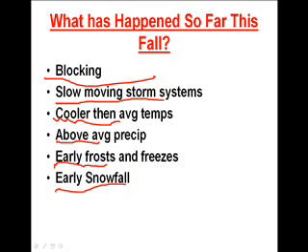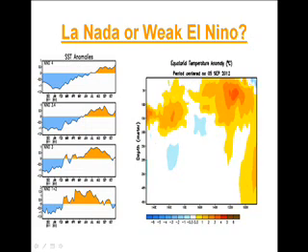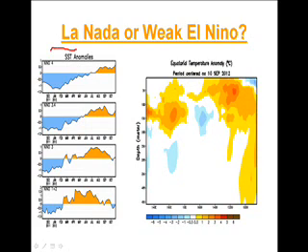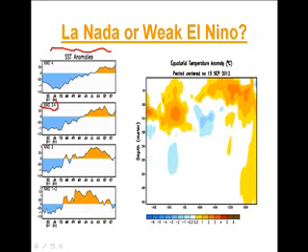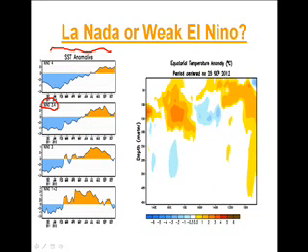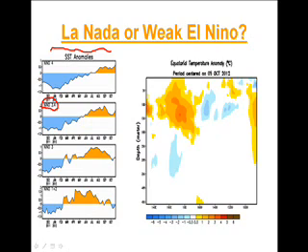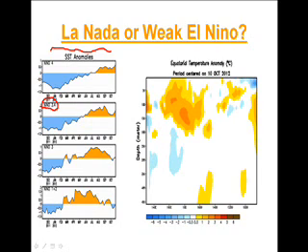Okay, so let's talk about ENSO. Are we looking at La Nada, which is neutral, or a weak El Nino? First of all, let's take a look at this graphic on the left. And ENSO region 3.4, this guy right here, that is the official measurement of ENSO. So El Nino is of course warmer than average sea surface temperatures along the equator, and La Nina would be the opposite, cooler than average. Neutral would be about average.